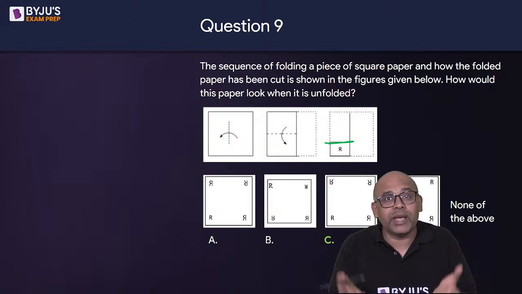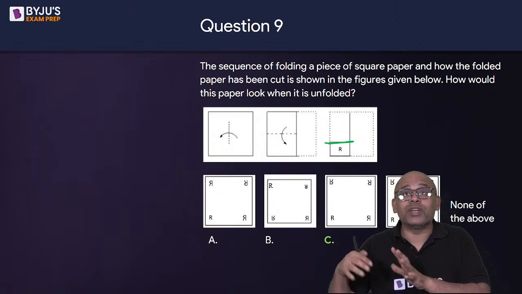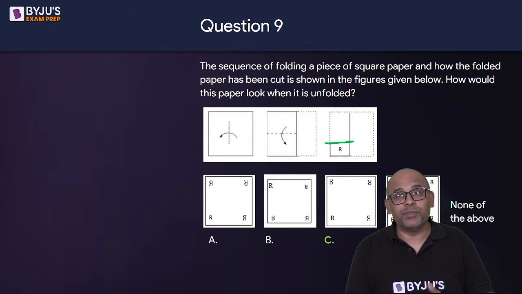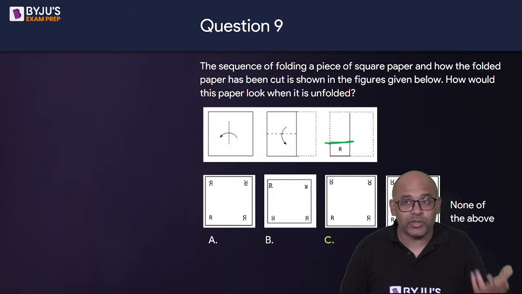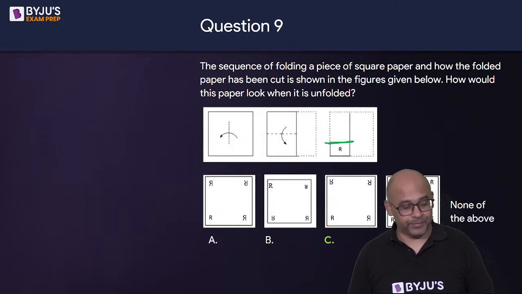Unfortunately, the number of types of questions is the same. I can't get new types of questions. I can change the values in the question, but folding will remain folding, mirror image will remain mirror image, water image will remain water image. Those are going to remain the same. The concepts will remain the same. Got it?